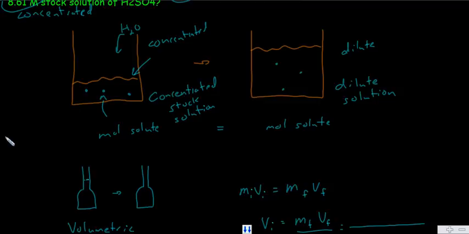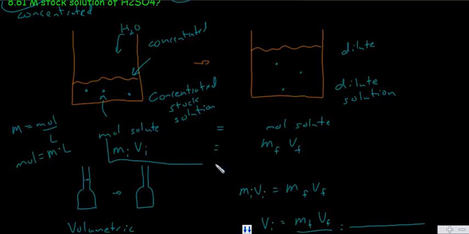Now, also recall that because molarity is equal to moles over liters, moles is equal to molarity times liters. So replace moles of solute with molarity of that initial solution times the volume of the initial solution. And then do the same for the final solution, and you get this important equation here for dilutions. Anytime you see the word dilution, you're going to think of this equation. Molarity of the initial solution times the volume of the initial solution is equal to molarity of the final times the volume of the final solution.